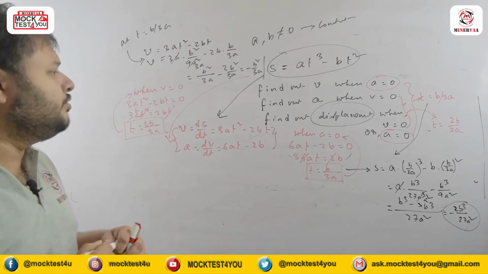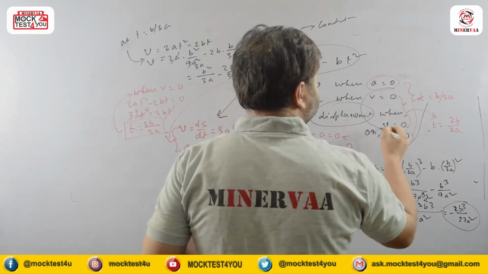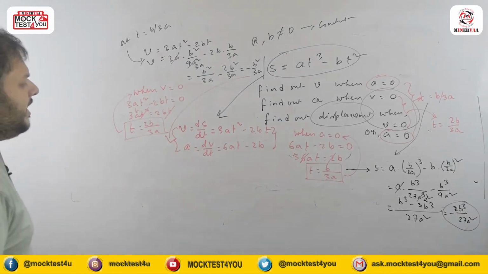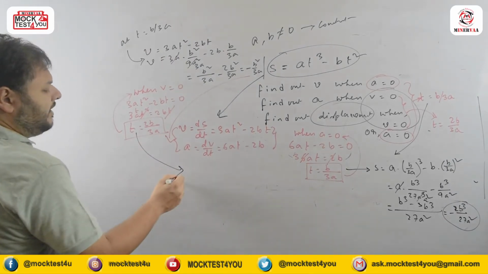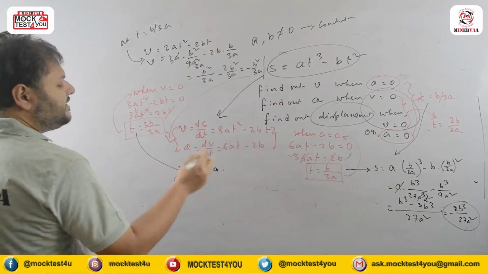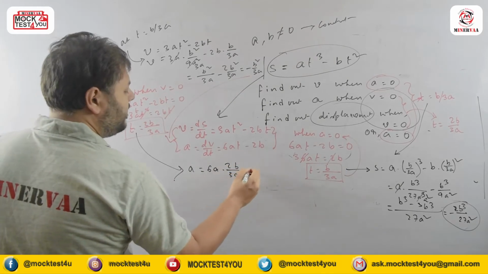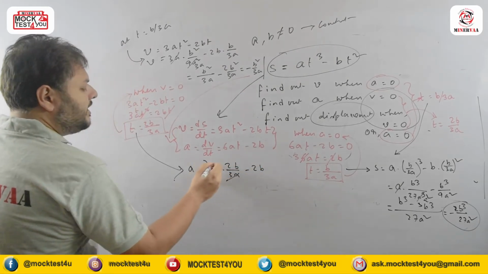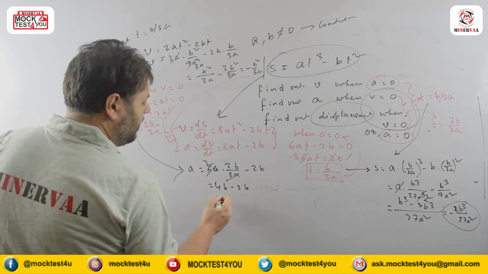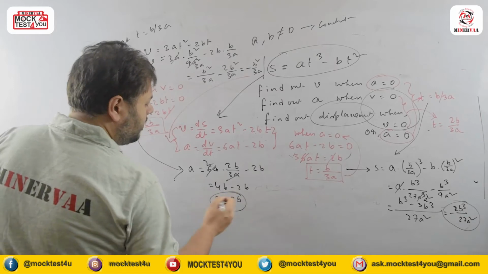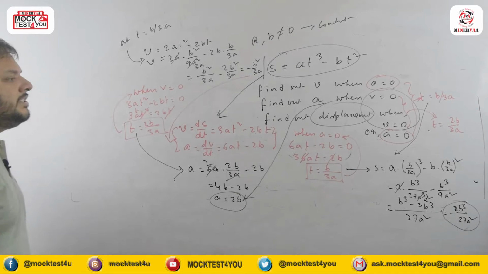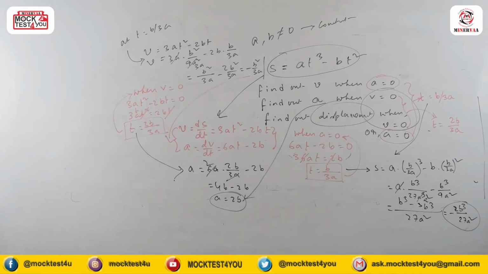Now the second 2 questions are left: when velocity is 0, what will be the acceleration and what will be the displacement? If the velocity is 0, then at this time the acceleration will be 6a into t, that is 2b by 3a, minus 2b. So 3a and 6a cancel out, it will be 2. So simply it is 4b minus 2b. So acceleration will be 2b when velocity is 0.